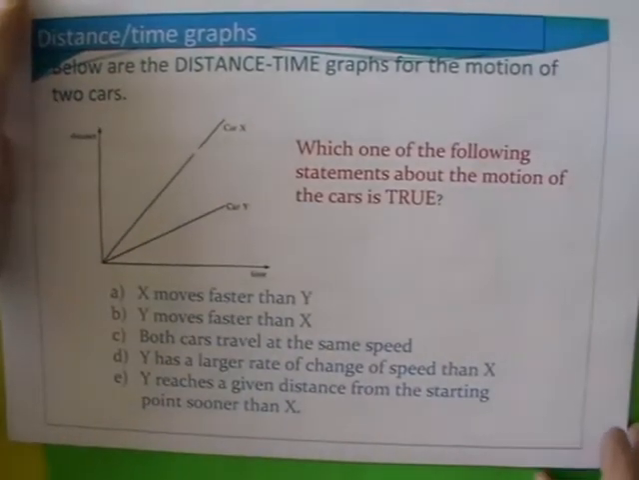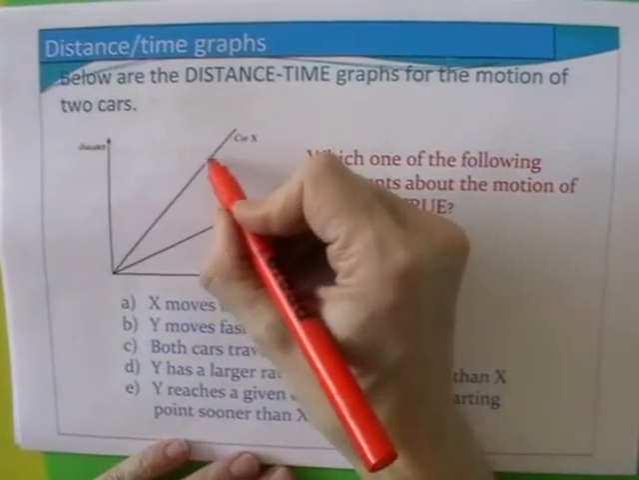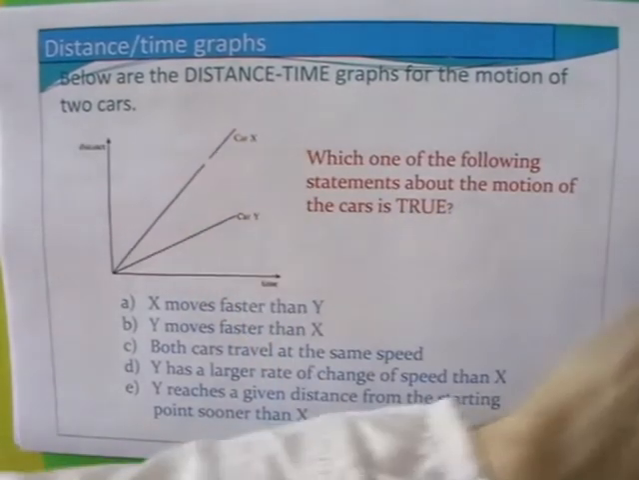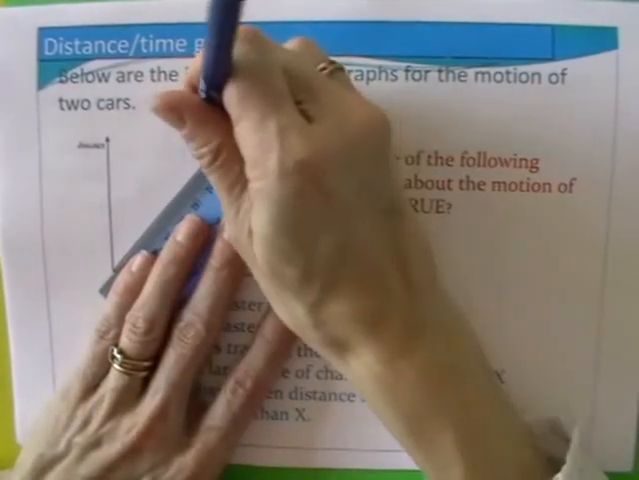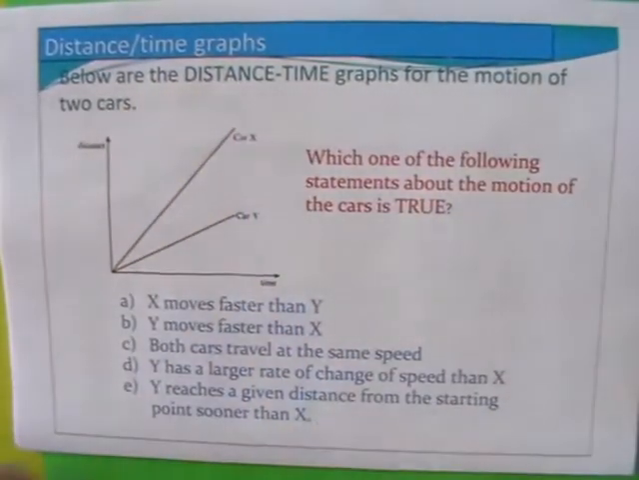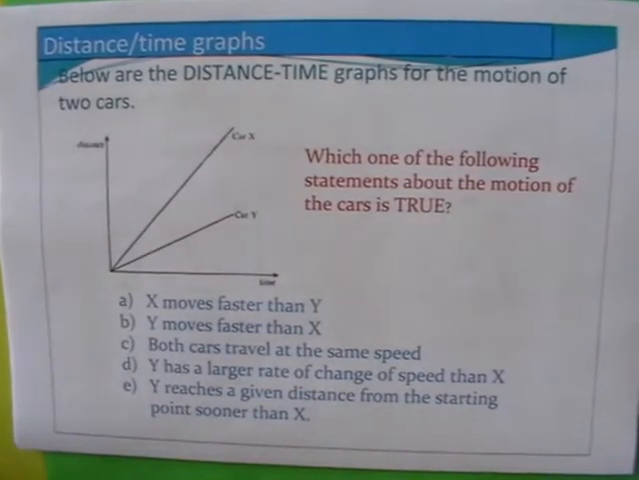Below are 2 distance time graphs for the motion of 2 cars. This one should be a complete line there. It's lost a wee bit of its blackness there, so I'll just put that in again. Car X and car Y. Which one of the following statements about the motion of the cars is true? X moves faster than Y. Y moves faster than X. Both cars travel at the same speed. Y has a larger rate of change of speed than X. And Y reaches a given distance from the starting point sooner than X.